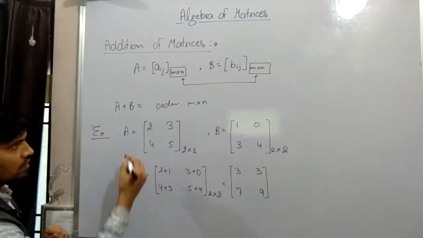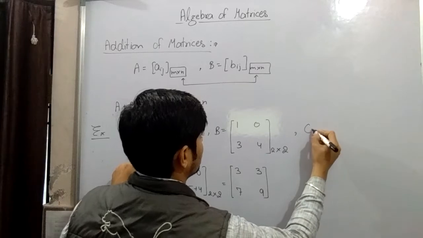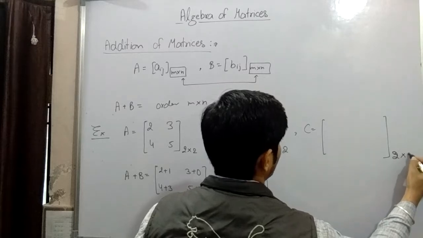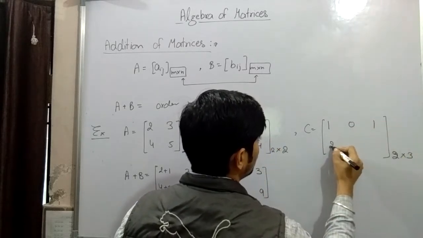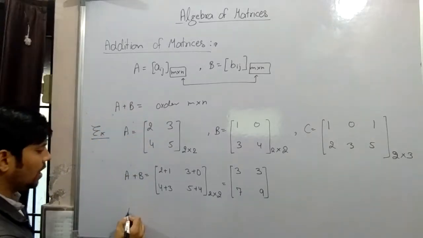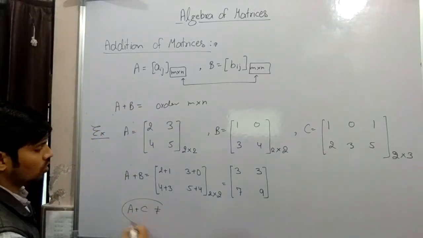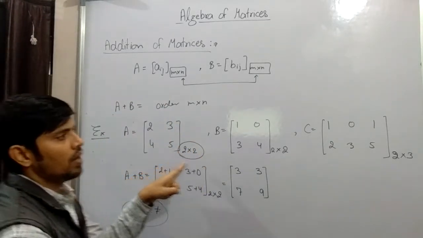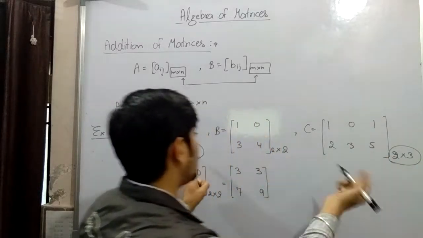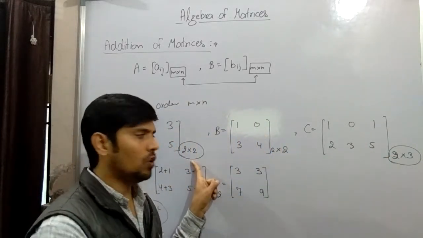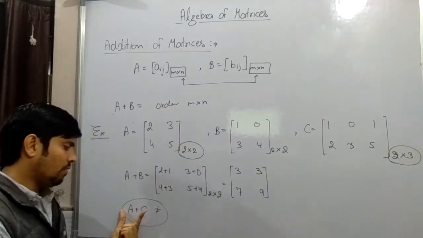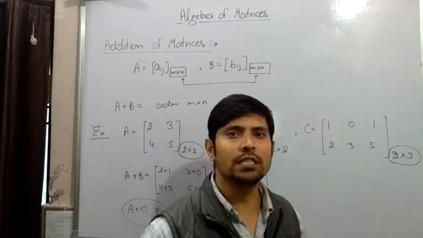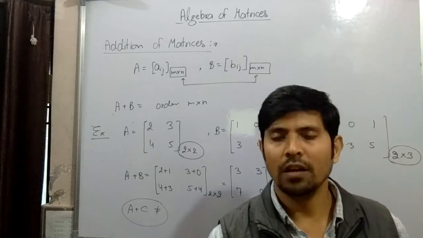What happens if we have, let us suppose, a matrix C of order 2 cross 3, say 1, 0, 1, 2, 3, 5. Can we add A and C? No, this is not possible. Why? Because the order of matrix A is 2 cross 2 and the order of matrix C is 2 cross 3. The order is not the same. That's why we cannot add A and C. I hope you understood. Only matrices of the same order can be added as well as subtracted.